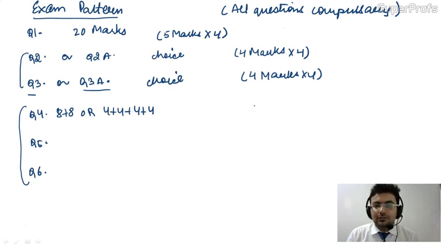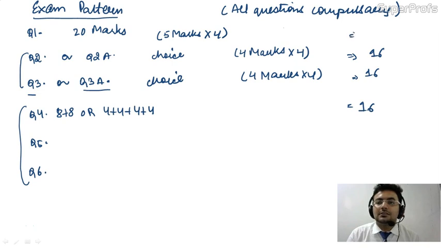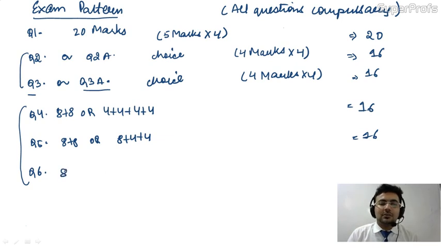So this is there for 16 marks. This is there for 16 marks. This is there for 16 marks. This is there for 20 marks. After that, this is 8 plus 8 or 8 plus 4 plus 4. This is going to be the composition, again 16. And the last question generally talks about 8 plus 8. That's it. This is going to be 16 again. So, my dear students, the total is going to be 100 marks for your drafting exam. And this is going to be the pattern.